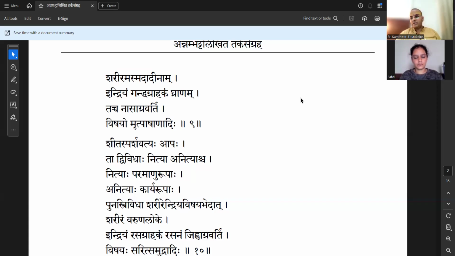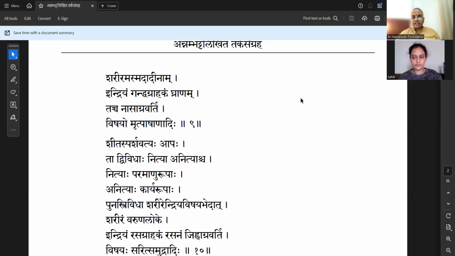Tacha nasagravarti. So see here, what is it saying? Nasagravarti. What does it mean by nasagravarti? It is there on the tip of your nose. So therefore, the nose is not your Ghranendriya. The nose is the place where your Ghranendriya exists, resides. There is a subtle difference.